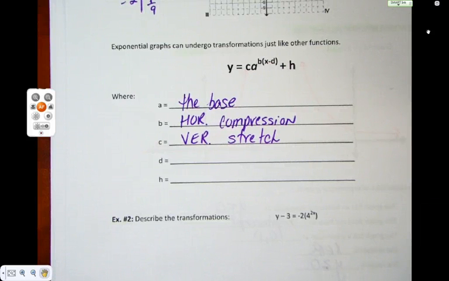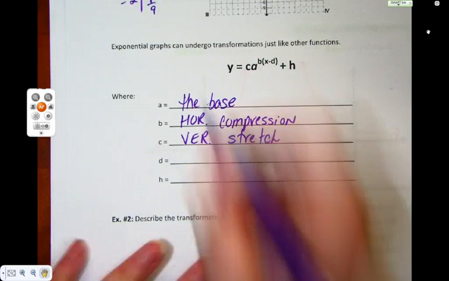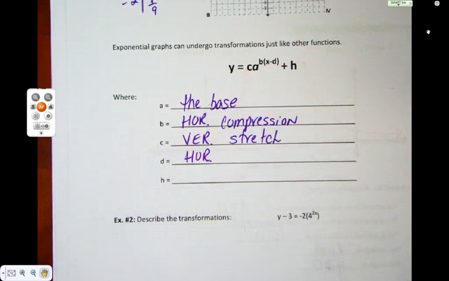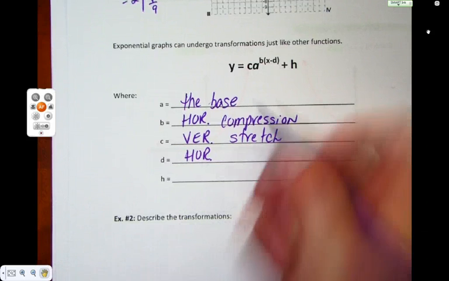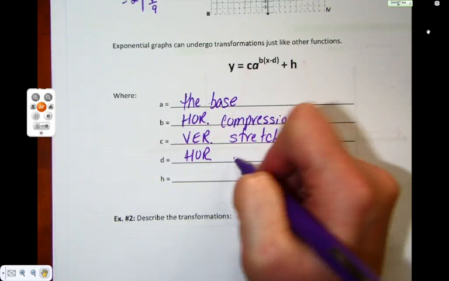D, in the exponent or down in the main equation? So right away that tells you it's horizontal. Is it multiplication or addition or subtraction? So that tells you it is a horizontal translation.